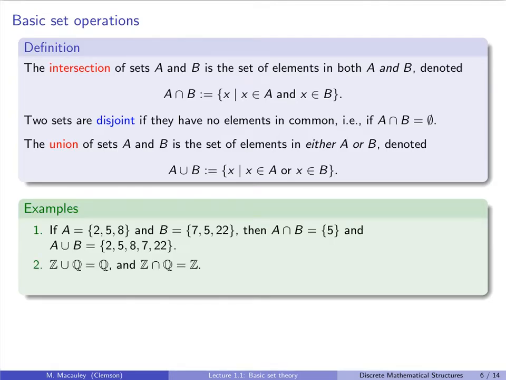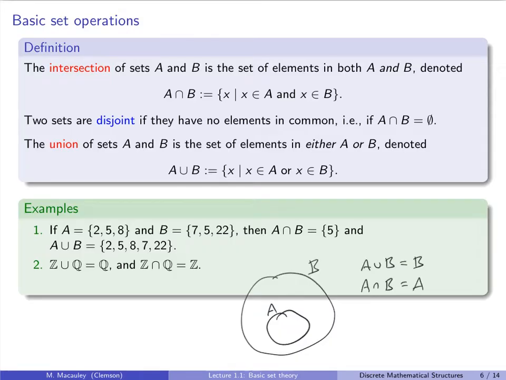Next, the union of the integers and the rational numbers is the rational numbers, because everything in here is also a rational number. And the intersection of the integers and the rational numbers is the integers. Now this holds more generally if we have a set A, which is a subset of B, then convince yourself from this picture that A union B equals B, and A intersect B is equal to A.